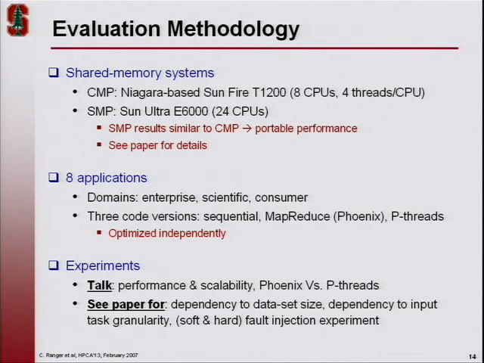We wrote 8 applications from 3 different domains: the enterprise, scientific, and consumer domains. In addition, for each application, we had 3 code versions, the sequential, MapReduce, and pthreads version, each of which were optimized independently. Today, I'll talk about how our model performed and scaled, and how the model performed versus pthreads. In the paper, we discussed dependency to dataset size, dependency to input task granularity, and how soft and hard fault injections affected our model.